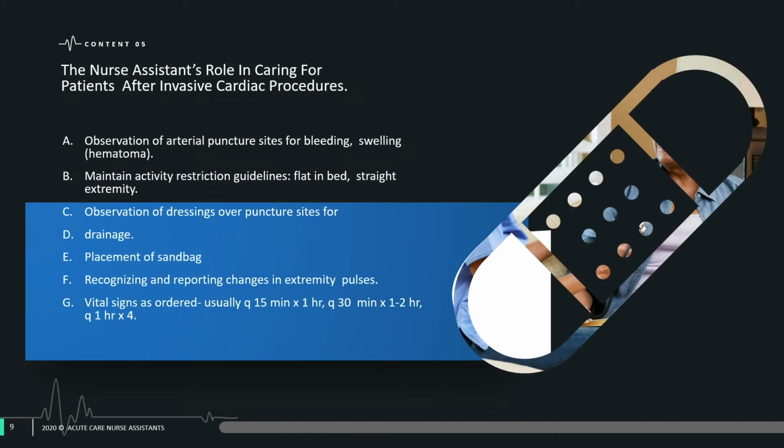Content 5. The nurse assistant's role in caring for patients after invasive cardiac procedures. Observation of arterial puncture sites for bleeding or swelling, such as a hematoma. Maintain activity restriction guidelines, flat in bed, straight extremity. Observation of dressings over puncture sites for drainage. Placement of sandbag. Recognizing and reporting changes in extremity pulses. Vital signs as ordered. Usually Q 15 minutes by 1 hour, Q 30 minutes by 1 to 2 hours, or Q 1 hour by 4.